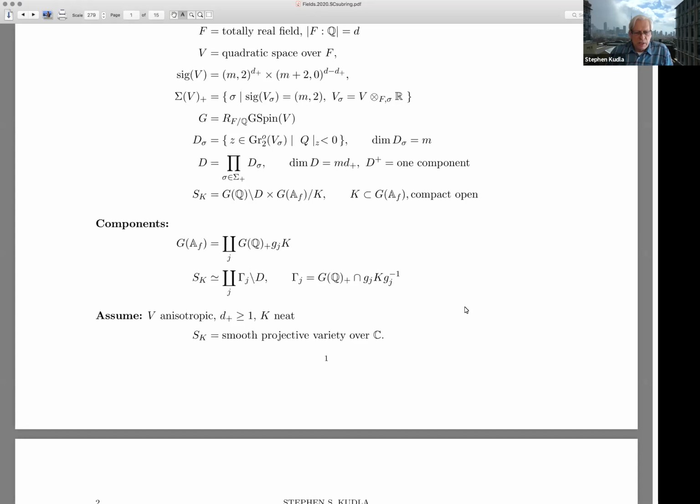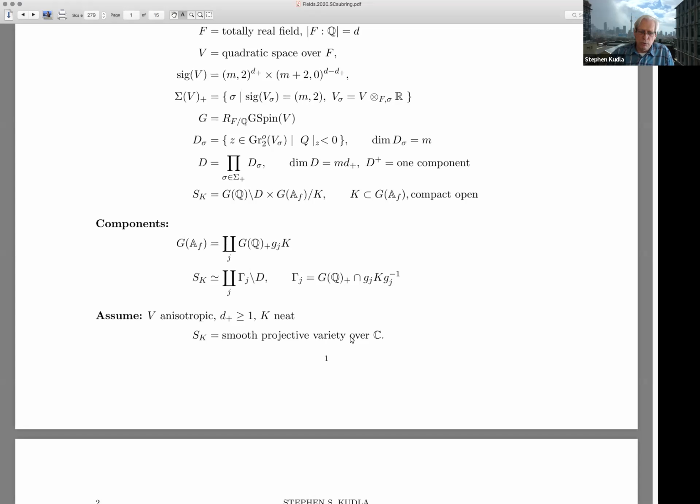Anyway, the point is that these things are not connected, and this will play some sort of a spoiler role as we go on, in that the results are not as strong as they could be if it were. So anyway, I'm only going to be interested in the case of compact Shimura varieties. I'm not going to worry about what goes on in the boundary.